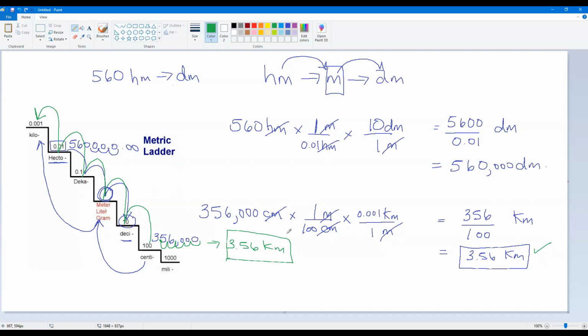And that will help you with the conversion factors, and you can also use the steps to move your decimal. Going down the steps means moving your decimal right. Going up the steps means moving your decimal left. So I hope that helps.